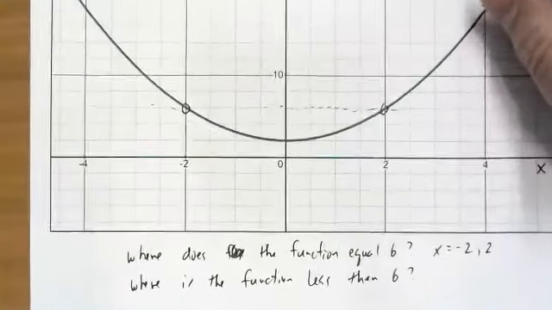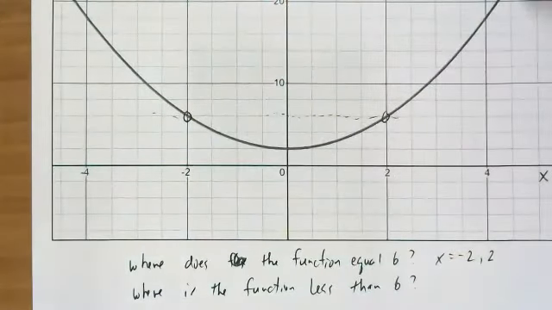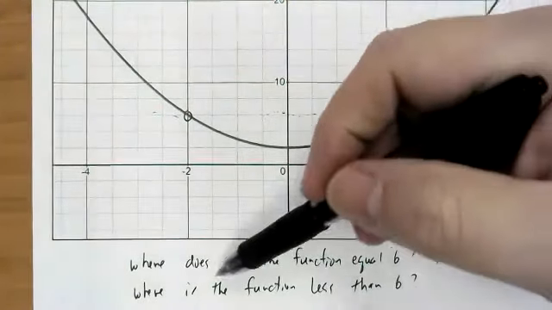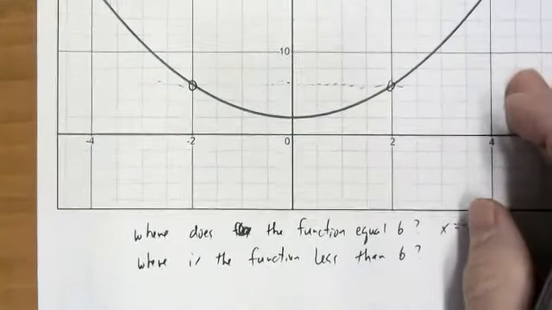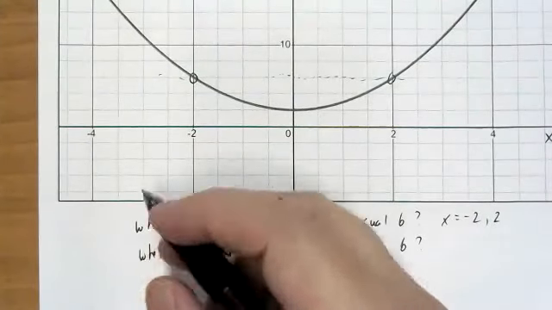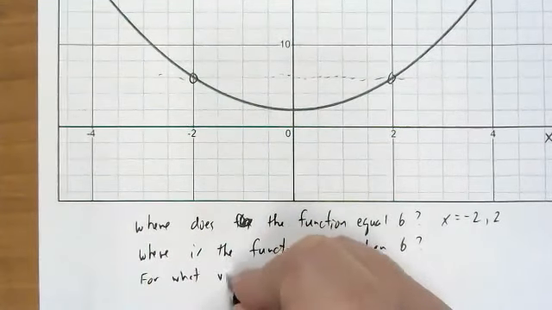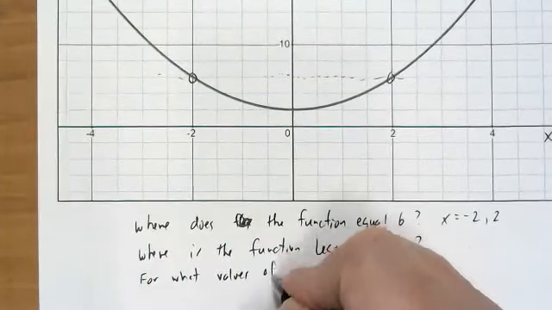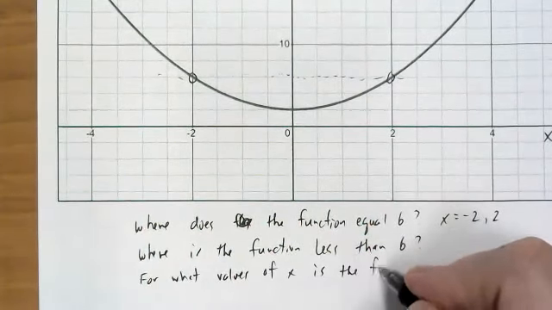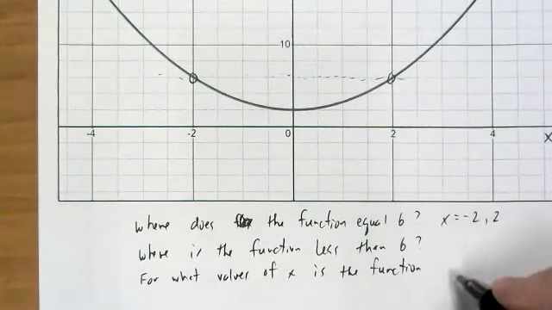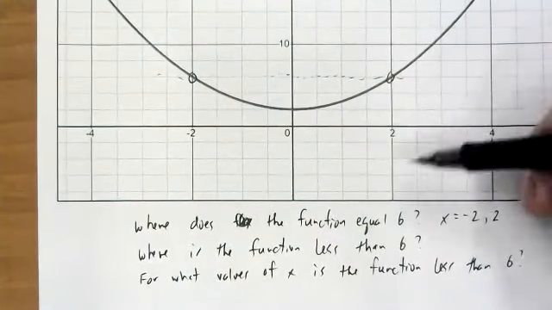So what is that asking? It's saying, okay, here's this graph, this line represents the function. And they're saying, where's the function less than 6? If I wanted to be even more clear, I could have said, for what values of x is the function less than 6? Same question.